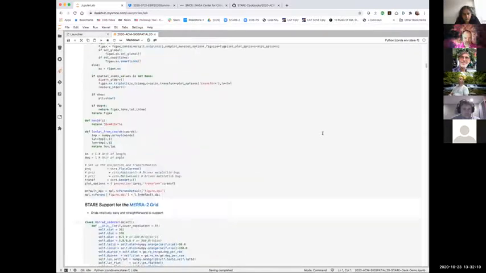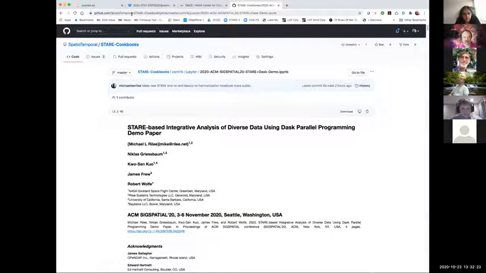I also keep this code on GitHub, so you can go to GitHub, spatiotemporal.org, and this is where we keep a copy of this.